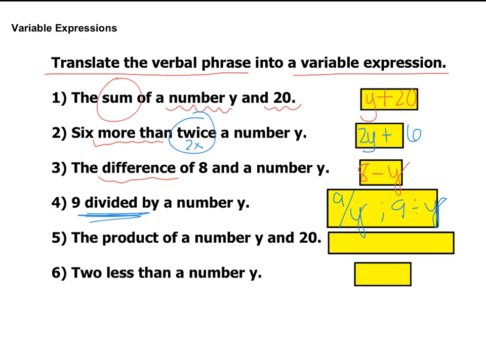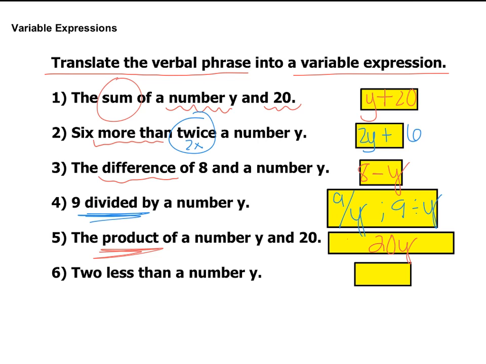Okay, sentence number 5. The product of a number y and 20. I hear that key word product, meaning multiply. What are we supposed to multiply? A number y and 20. You may have written y times 20. However, I want to challenge you that in algebra, when we multiply a number and a letter, we start with the number first and letter second. So we should write it like this, 20y. That means 20 times y.